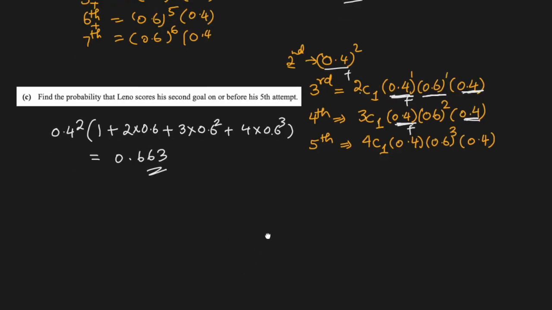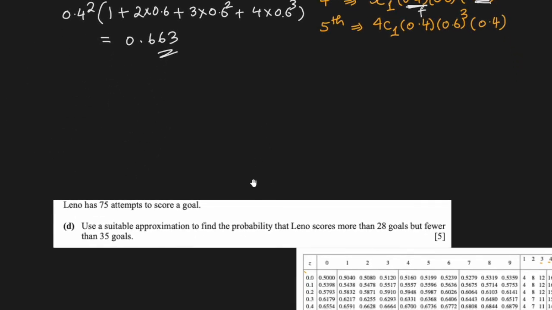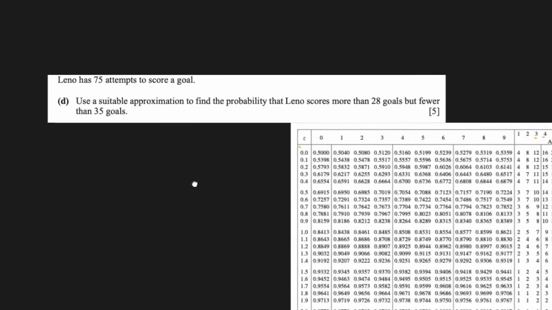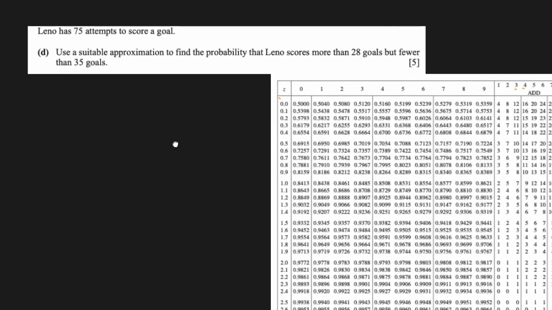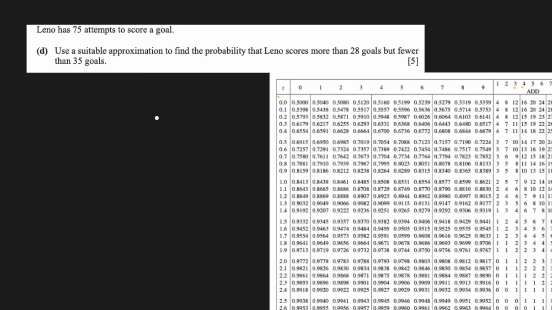Okay. Last part of this last question is this. Leno has 75 attempts to score a goal. 75 is a big number. That's why we need a suitable approximation. And we know only one approximation in A level, which is the normal approximation.